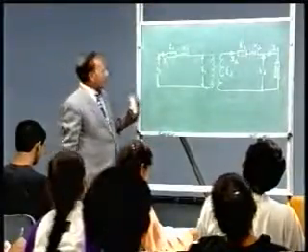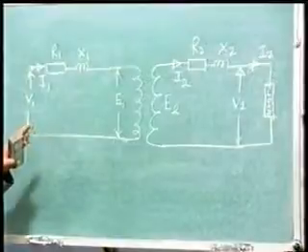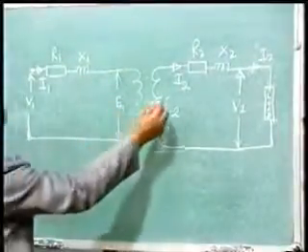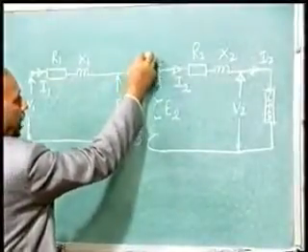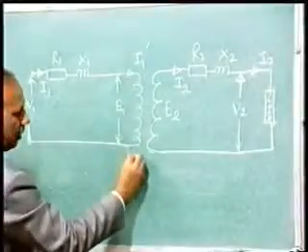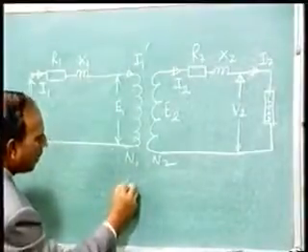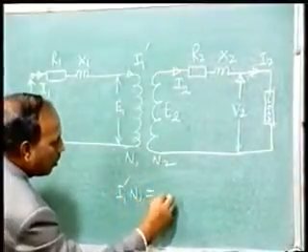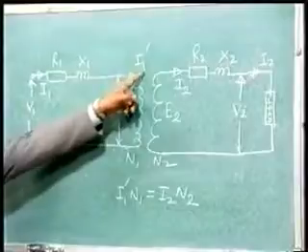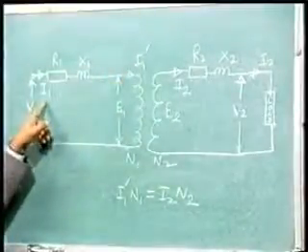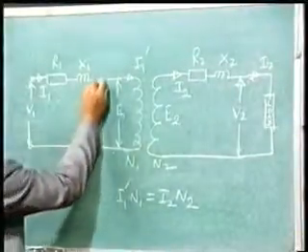Now the primary current I1 has two components, I1 dash and I0. Now in this winding I2 is flowing, so in this winding I1 dash is flowing. This is N1, this is N2. What is the relationship? I1 dash N1 is equal to I2 N2. So this is I1 dash. I1 dash is smaller than I1 by a quantity which is called I0. So I0 I can show here.